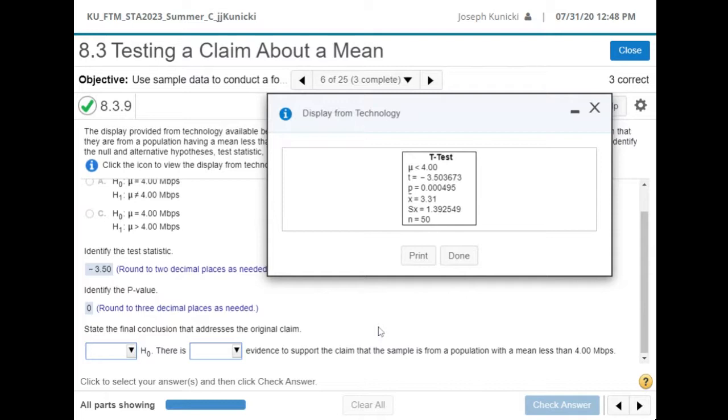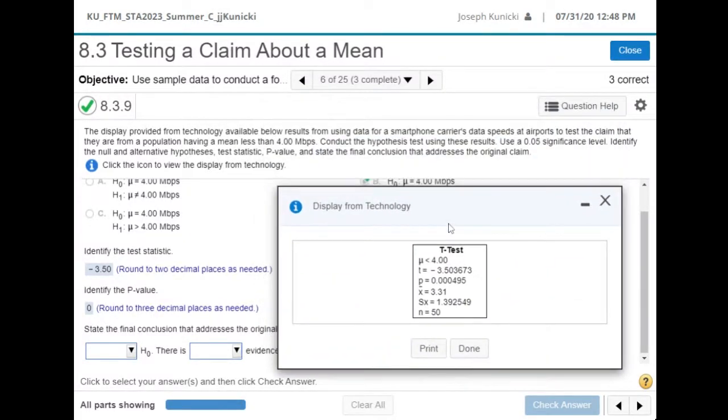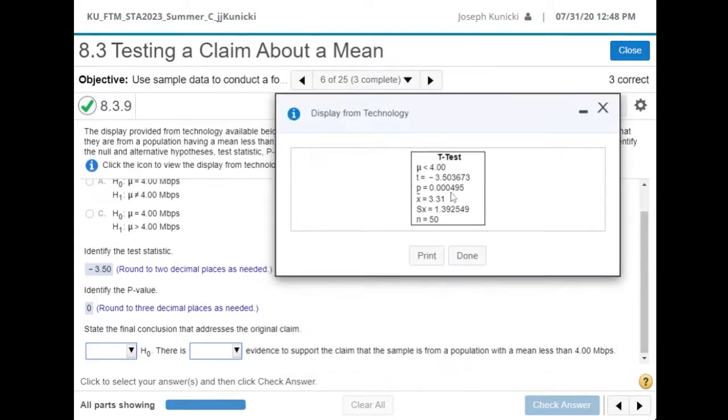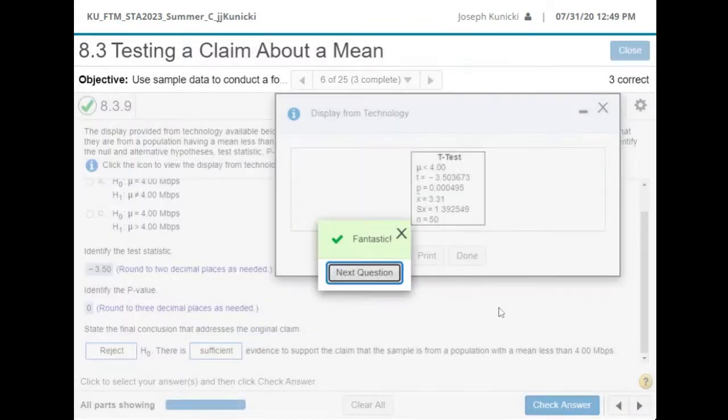So state the final conclusion. Since the p-value is low, let's see, what was the alpha? It was 0.05. We're much less than 0.05. We're way in the left-hand tail because the t is a negative test statistic. So we're way in the left-hand tail. We're supporting the claim. So we're rejecting H naught. There is sufficient evidence to support the claim because the claim is in the alternative. If we're rejecting the null, we're supporting the alternative.